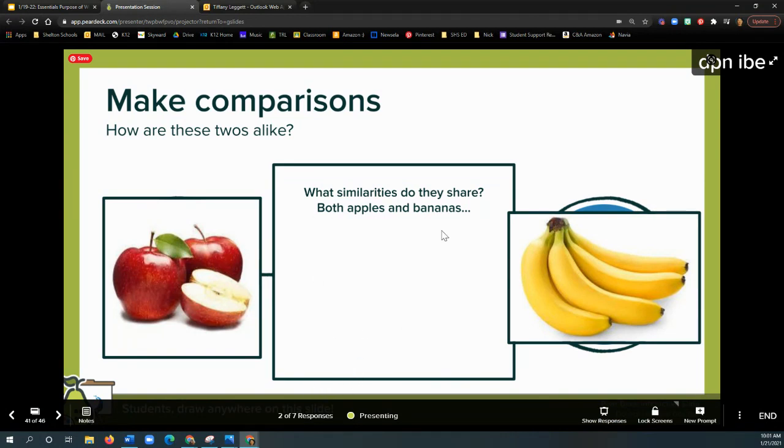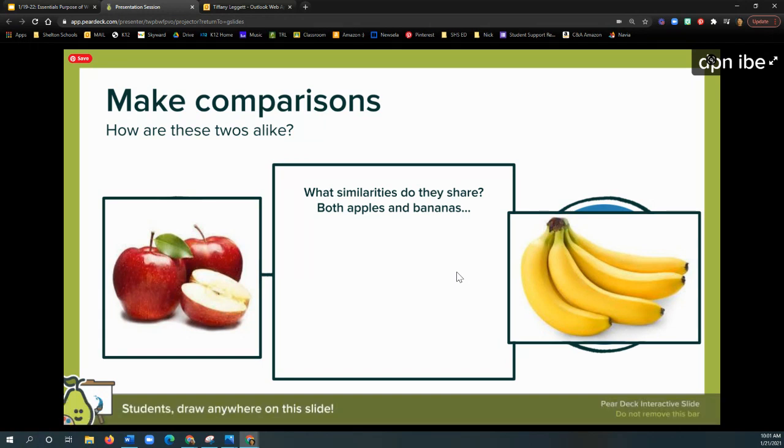Okay, some of you are still struggling to make these comparisons. Yeah, they both taste sweet. They both taste delicious with peanut butter. Also, their colors could be similar depending on the apple. Some apples are kind of yellow or kind of green, and sometimes bananas are kind of green. Right? What about where do they grow? What do they grow on?